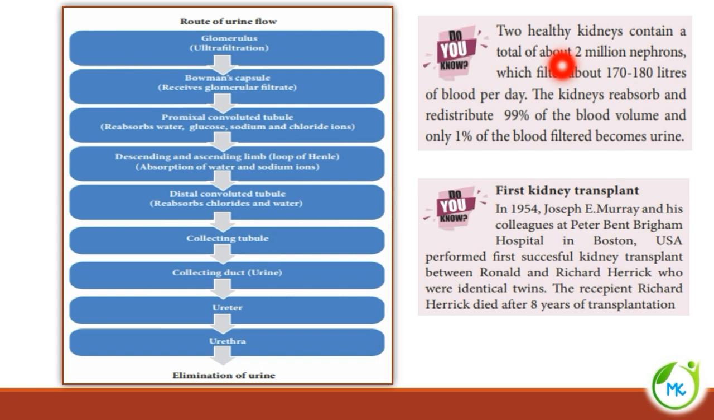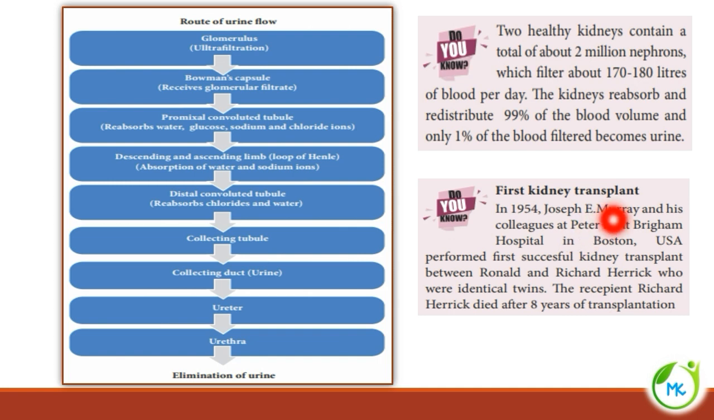And do you know, 2 healthy kidneys contain a total of about 2 million nephrons. Very important point. In the kidney there are about 2 million nephrons, and they filter 170 to 180 liters of blood per day. Blood keeps circulating, so it filters 170 to 180 liters. And the kidney reabsorbs and redistributes. Of whatever is filtered, 95% will be reabsorbed and redistributed. Only 1% is sent out through the urine.